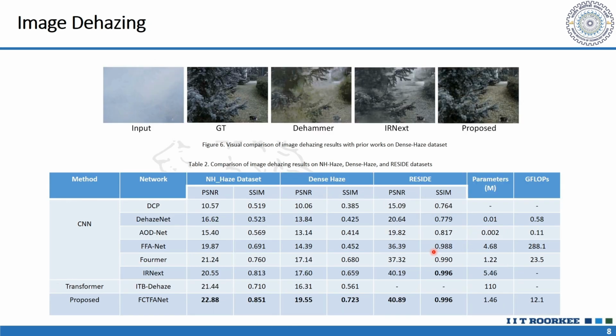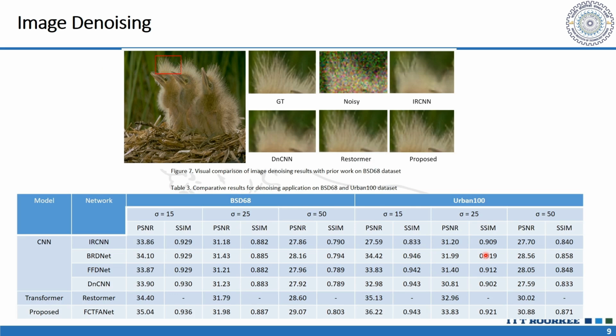For image dehazing, you can see the visual comparison as well as the analytical comparison with respect to the previous state-of-the-art networks. Our FCTFANet is getting superior performance on the NH-Haze dataset, Dense-Haze, and RESIDE datasets. Our parameter count is also low with respect to the transformer architecture, but somewhat in the range of the CNN architecture.